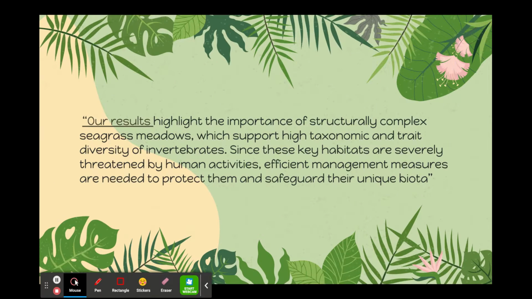So, this was a recent study. This was in 2020, and you can find it here if you are interested. You'll have access to these slides, but we have to manage these habitats. They are severely threatened by human activities, and what they were looking at was the diversity of these invertebrates. It's actually affecting the biota, which is the biodiversity, the plants and animals, and they are saying that we need to have efficient management measures to protect them. So I want you to think, this is an actual problem that people are seeing, that scientists are seeing in the field.